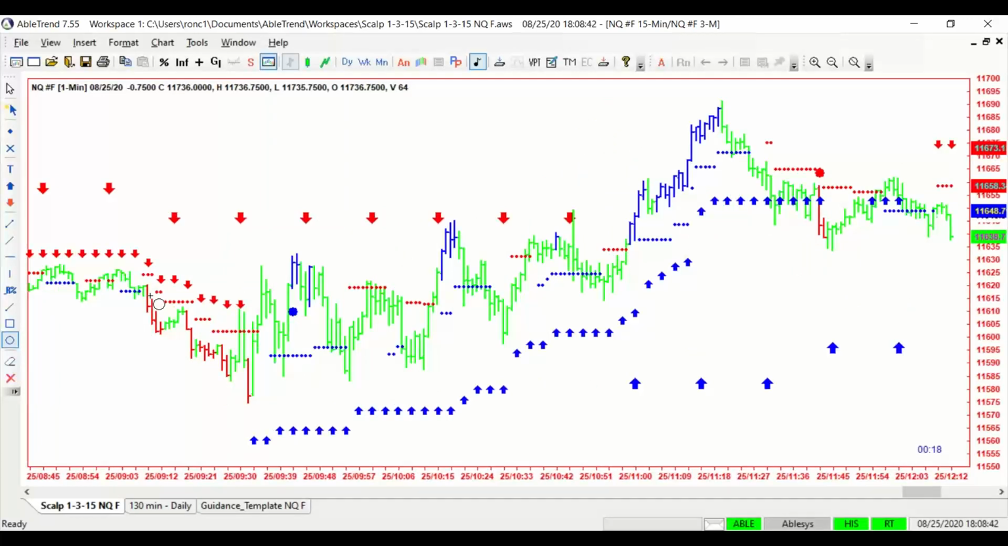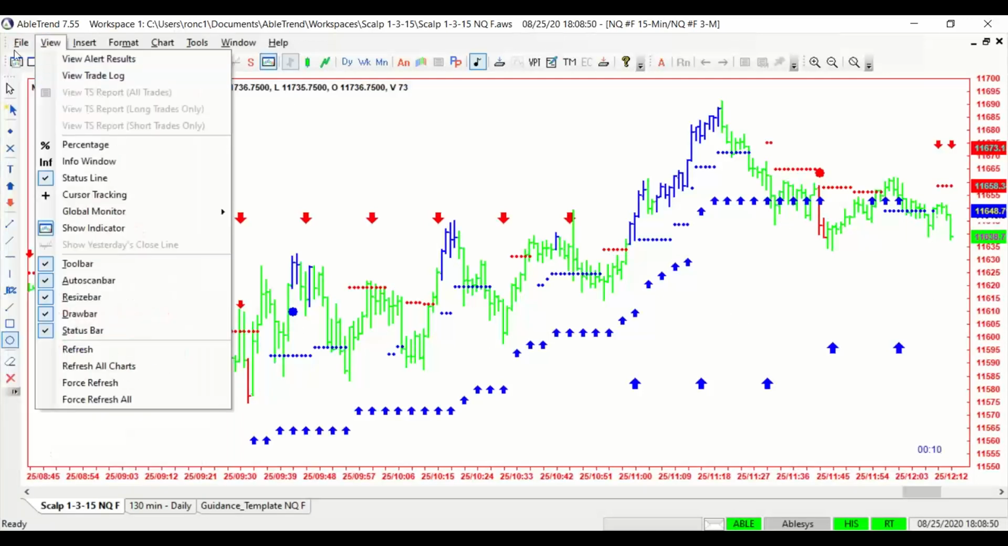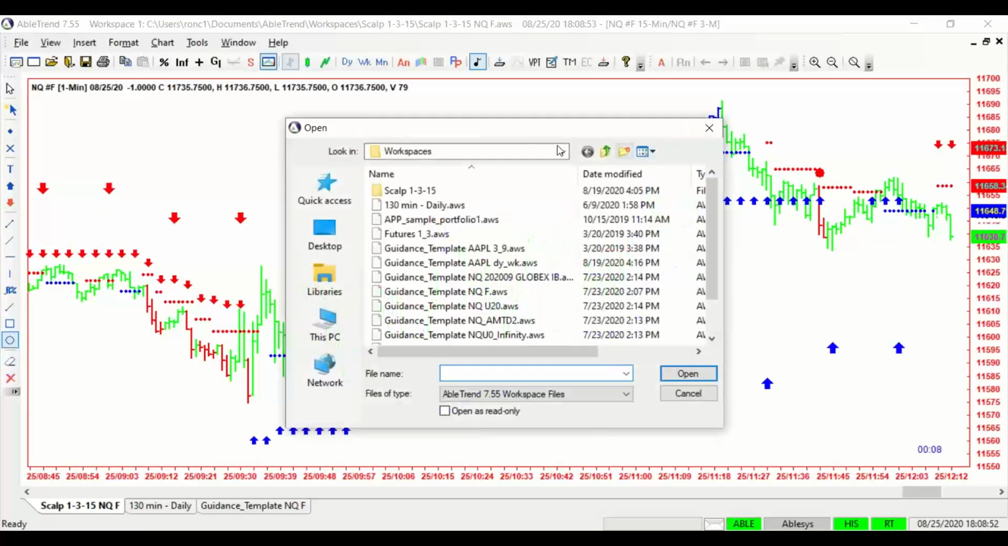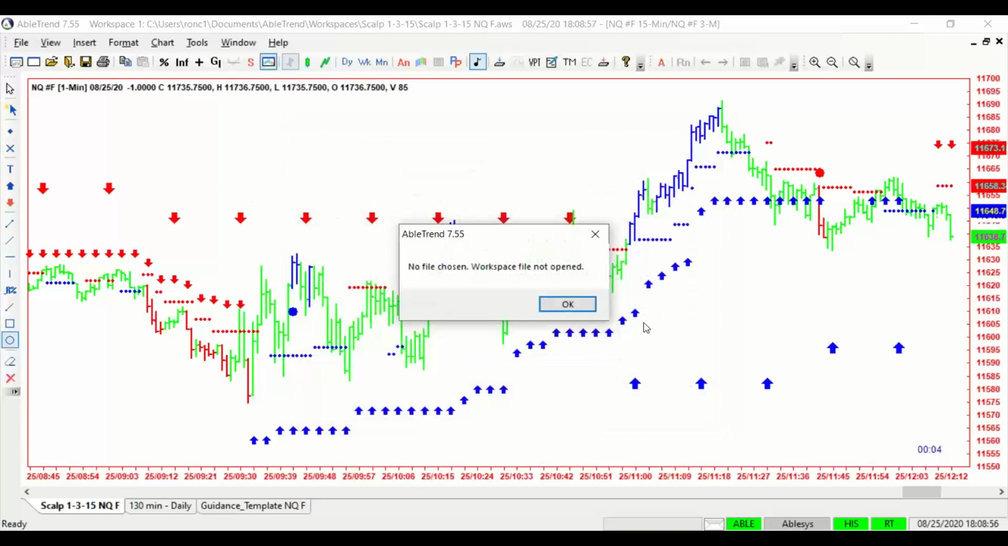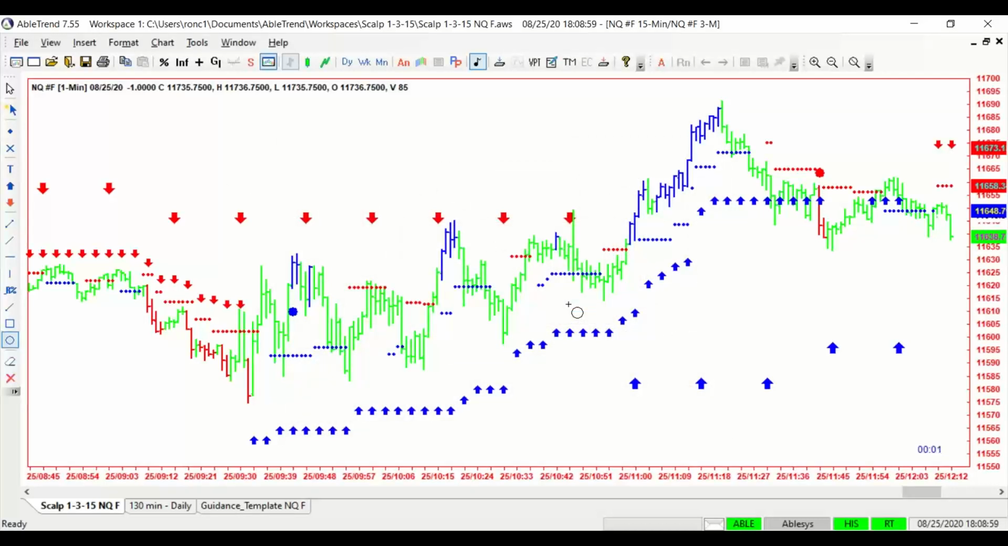This is a completely different chart than the other charts. It's 1 minute, 3 minute, 15-minute. But there's a template for it inside of AbleTrend. You go to File, Open Workspace. It's right there, Scalp 1315. Then you click on that, and you pick the data feed that you use. It's also in NinjaTrader, so Ninja clients, we got you covered.